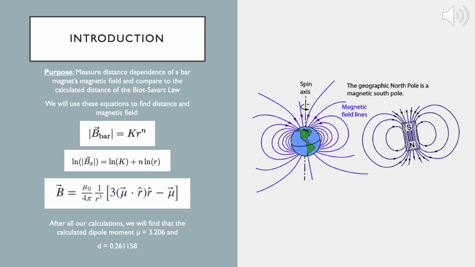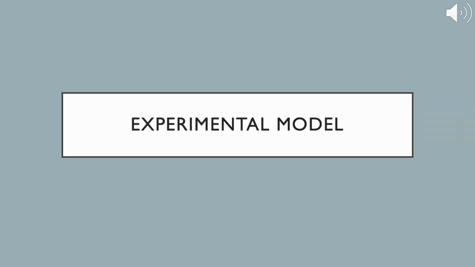We will use these equations to find the distance in the magnetic field. We will also calculate the magnetic dipole moment due to the bar magnet. After all our calculations, we find that the calculated dipole moment, mu, is equal to 3.206, and the distance is calculated as 0.261158. Now let's take a look at our experimental model.